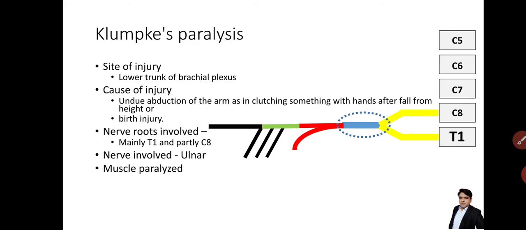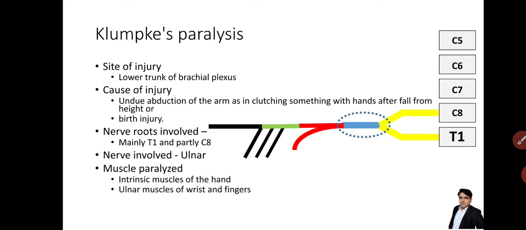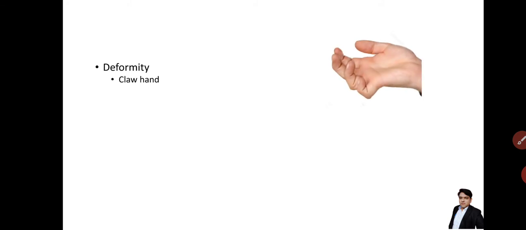Muscles paralyzed: intrinsic muscles of the hand. The ulnar nerve mainly supplies the intrinsic muscles of the hand and the ulnar muscles of the wrist and fingers. Now the deformity, claw hand. This is the diagram showing the claw hand, where there is hyperextension at the metacarpophalangeal joint and flexion at the interphalangeal joints.